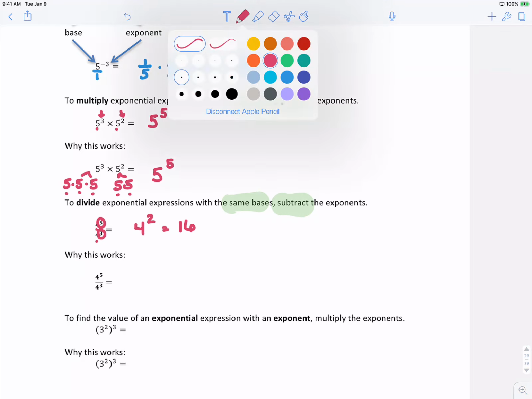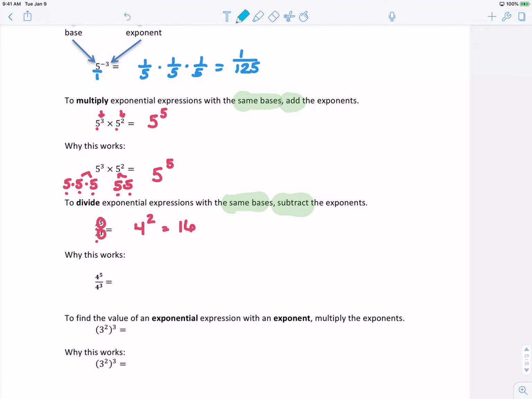So let's show, why is this rule subtracting? When we were multiplying, we add the exponents. When we're dividing, we subtract the exponents. Let's show how this works. 4 to the 5th is writing the number base of 4 down 5 times. That's what that meaning of 4 to the 5th is. And 4 to the 3rd on the bottom is the base is 4, and we would write that 3 times.